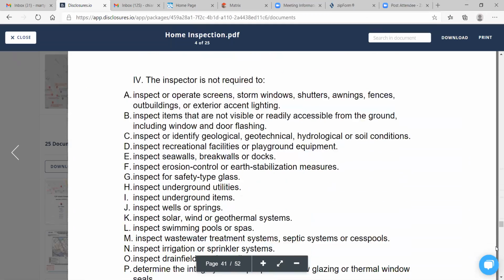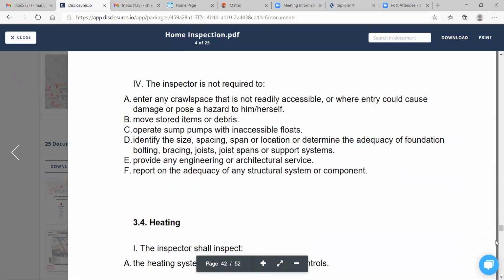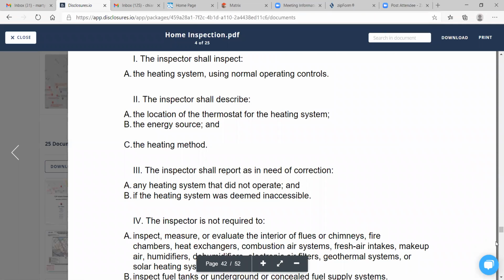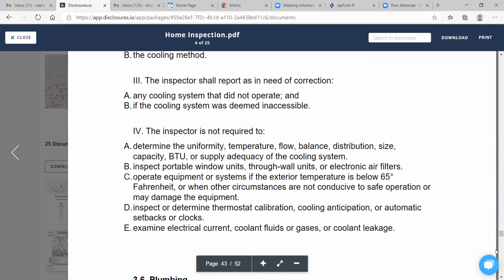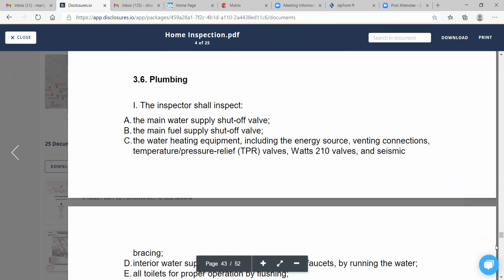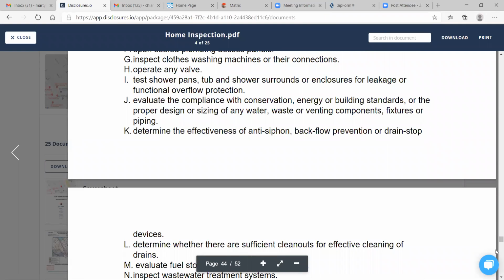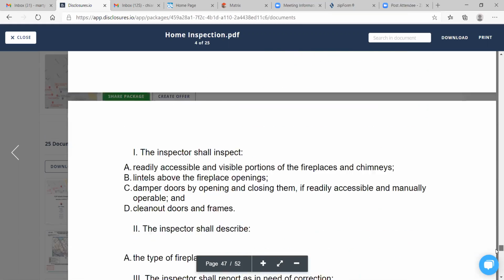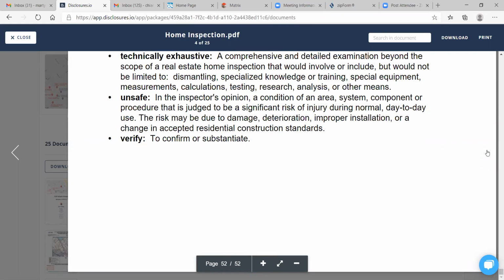You can tell me what price you'd like to offer, maybe 645. It's not bad. Here's just the explanation. Okay, let's go to the next.